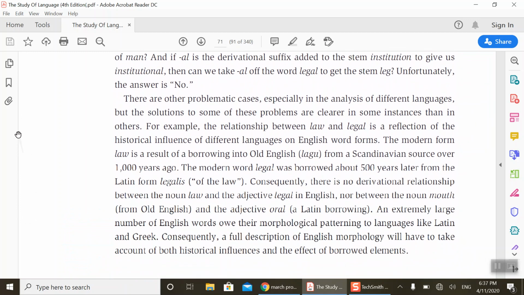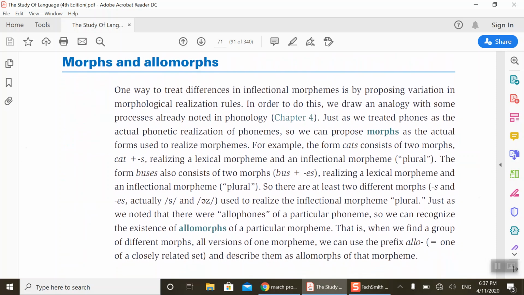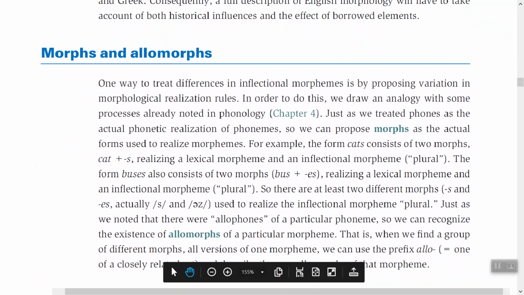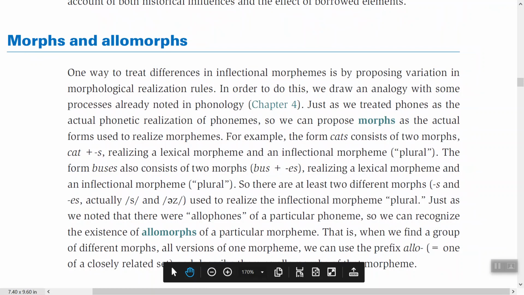The problem is not important. We will talk about this. Yes, morphemes and allomorphs. This is important. Morphs and allomorphs, the same as phones and allophones. The same thing. Phones and allophones, morphs and allomorphs.